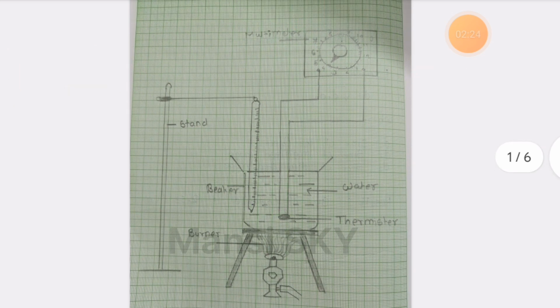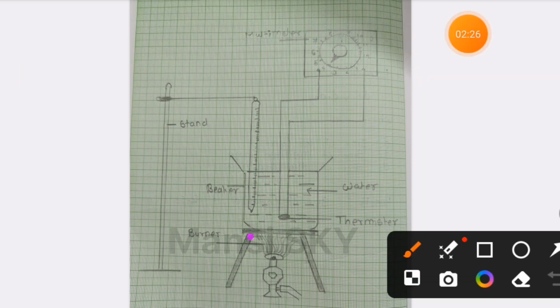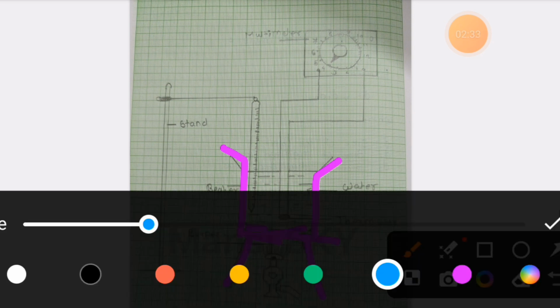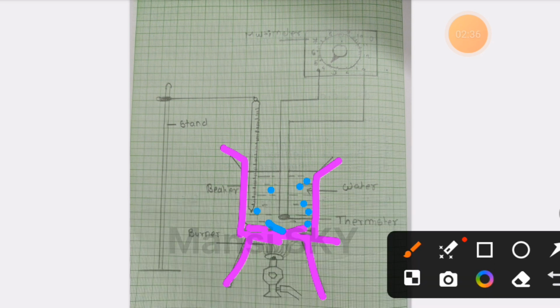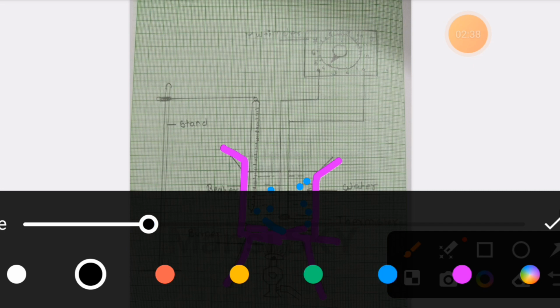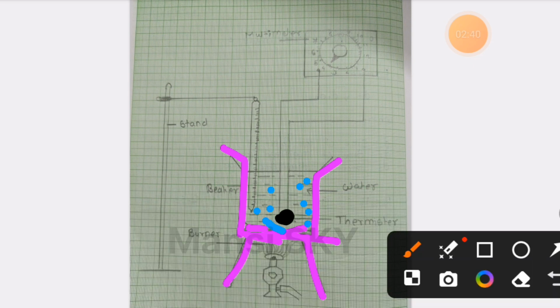So let me explain the diagram here. We have a burner and a stand and a beaker over the burner. We have put some water here, and as you can see, there is one thing in a circular form, and this circular thing is nothing but our thermistor. Thermistor is a very small thing. It is also called a bead type thermistor. So we are going for the bead type thermistor here. So this is our thermistor.